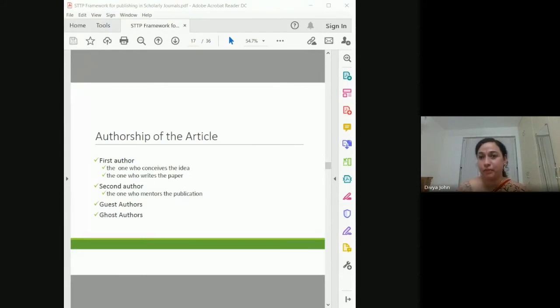So they get their research published and sales for their drugs. But you're not involved in the research at all. That's guest authorship. Ghost authorship is also done in the science field, where somebody does the research and you hire an author to actually write down what has been done. That's ghost authorship. So these are things that you have to avoid.